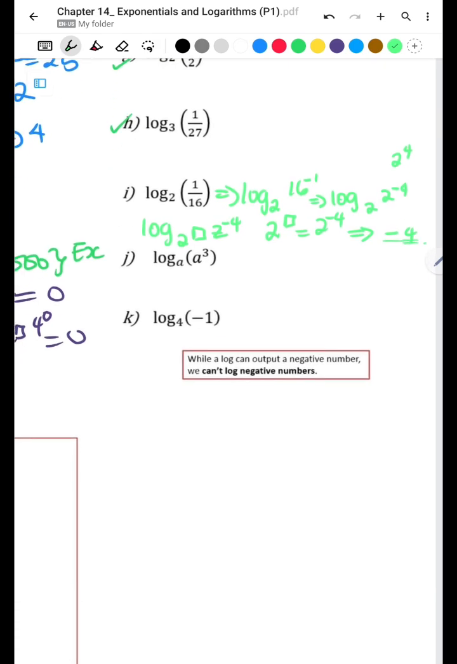Now log base a of what will give me a cubed? The power here is 3. My answer here is 3.